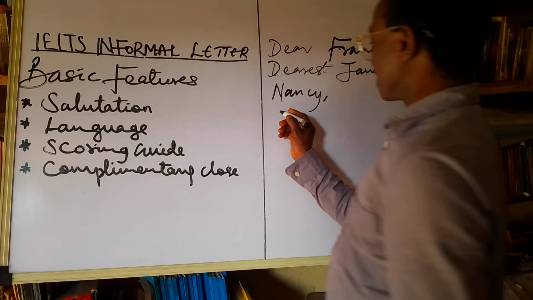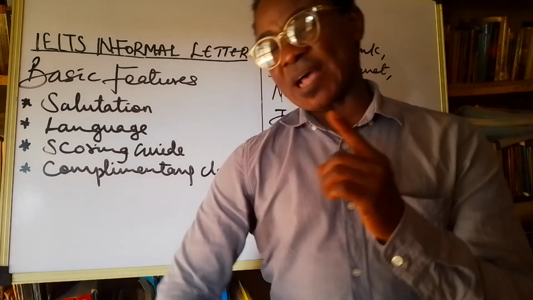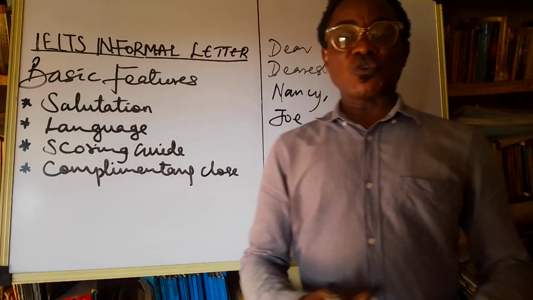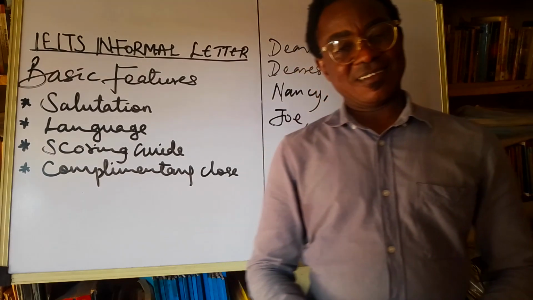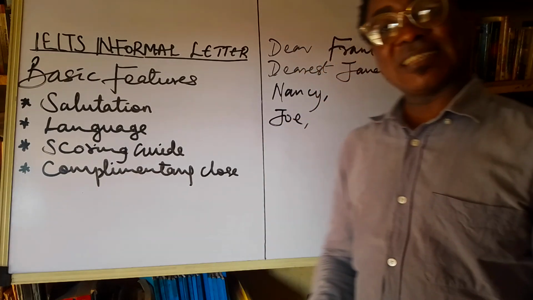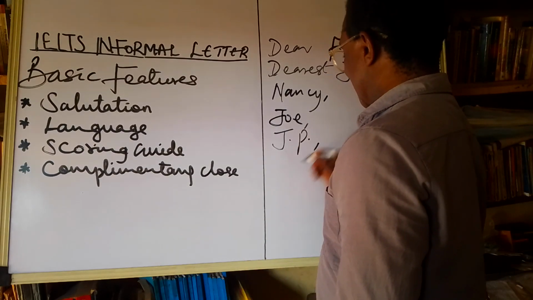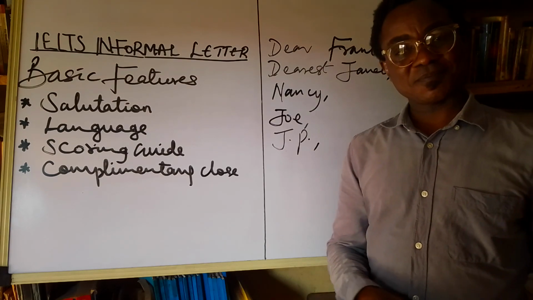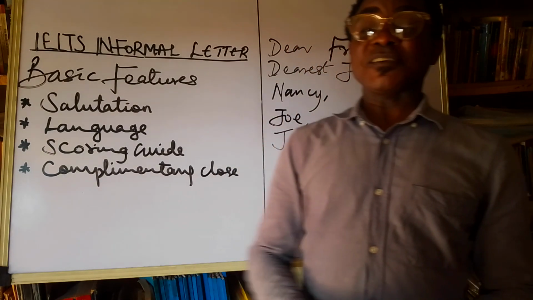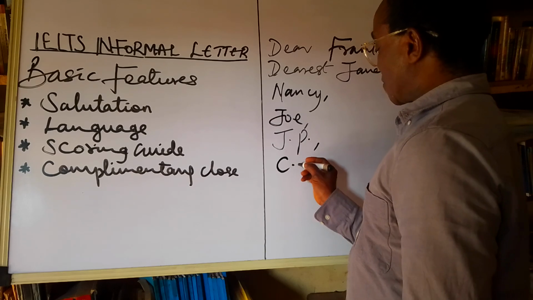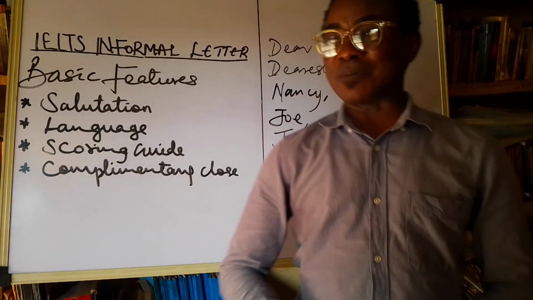Nancy, comma. Joe, comma. It is also acceptable in an informal letter to use your addressee's initial if there is any. If your addressee's name is John Paul, you may want to write Dear JP, and it is acceptable. If your addressee's name is Cyril, you may decide to write Dear CY. Dear CY, and that will also be acceptable.